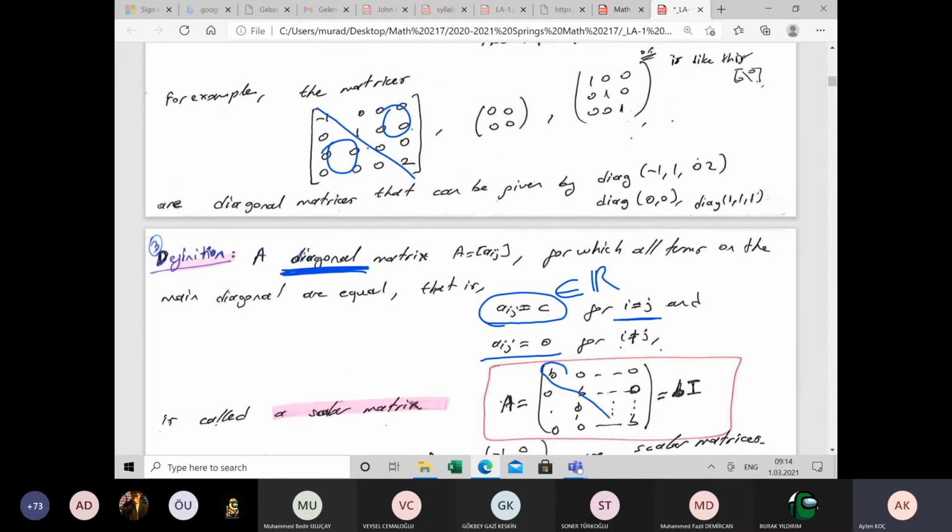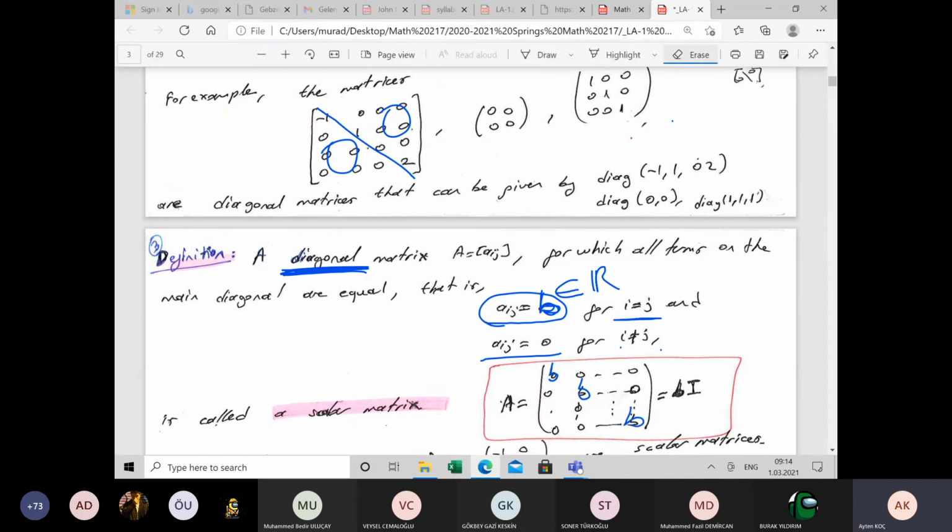So look at this one: c, and take b here as the scalar. The first entry will be b, the second is b, b. All entries on the main diagonal should be b, where b is a real number. This part is 0, this part is 0. This one is called a scalar matrix.